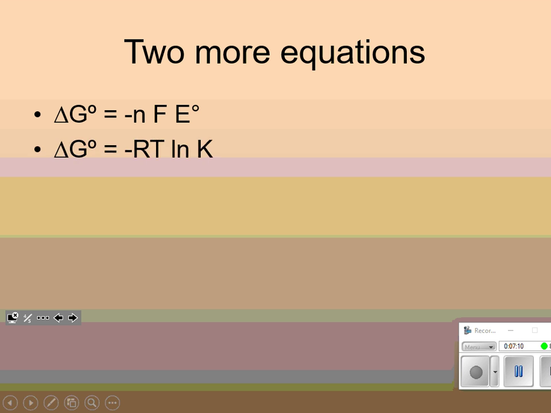We can relate Gibbs free energy to equilibrium constants. Now this one, notice it has a capital R. That capital R is the ideal gas law constant, but it's not the 0.0821 value that you use for the ideal gas law. It's the energy version, 8.314 joules per Kelvin mole. T would have to be, again, in Kelvin. Natural log of the equilibrium.